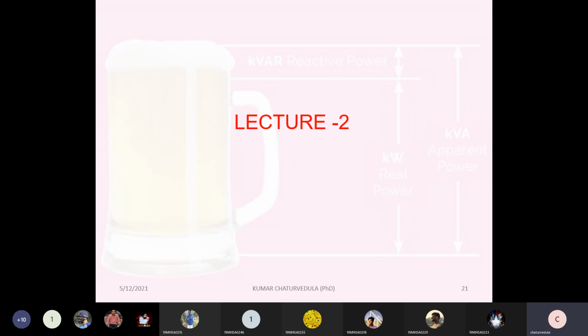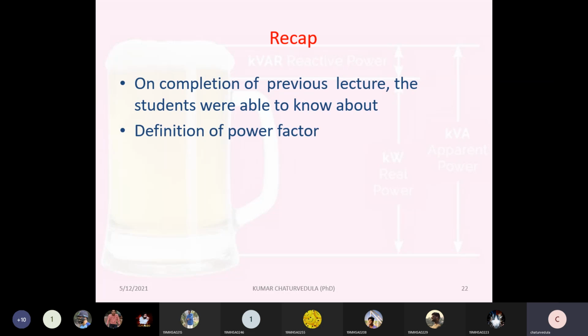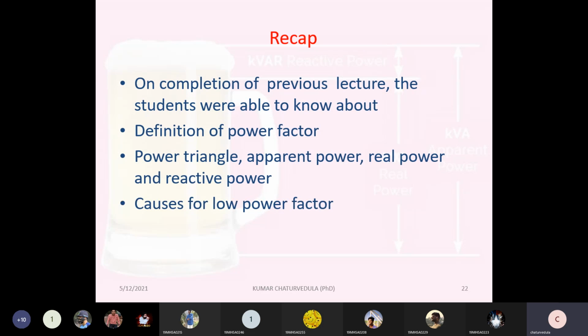Then we discussed power factor improvement. Why does power factor have to be improved? What are the disadvantages of having low power factor? Those things we discussed in the previous lecture. Power factor is represented with cos phi, and cos phi is equal to kilowatt by kVA. That is the formula we have represented over there.